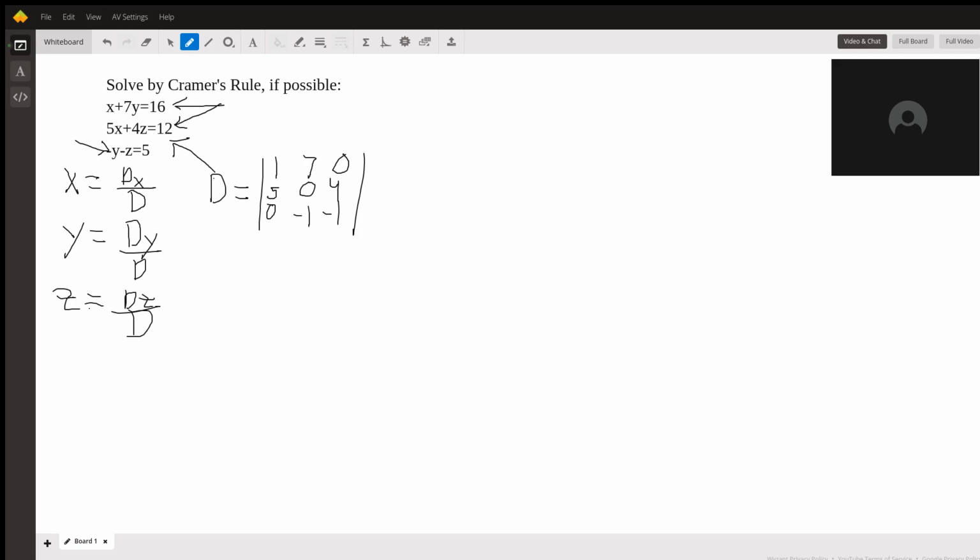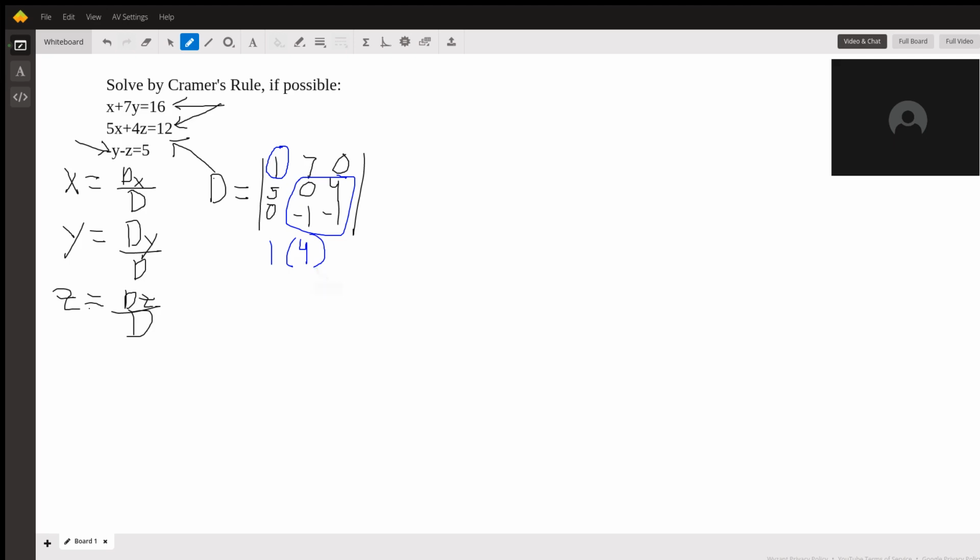Now the determinant, if you recall, I'm going to take this element times the determinant of this. So that's 1 times 0 times negative 1, which is 0, minus negative 4. So minus minus, that's a plus.